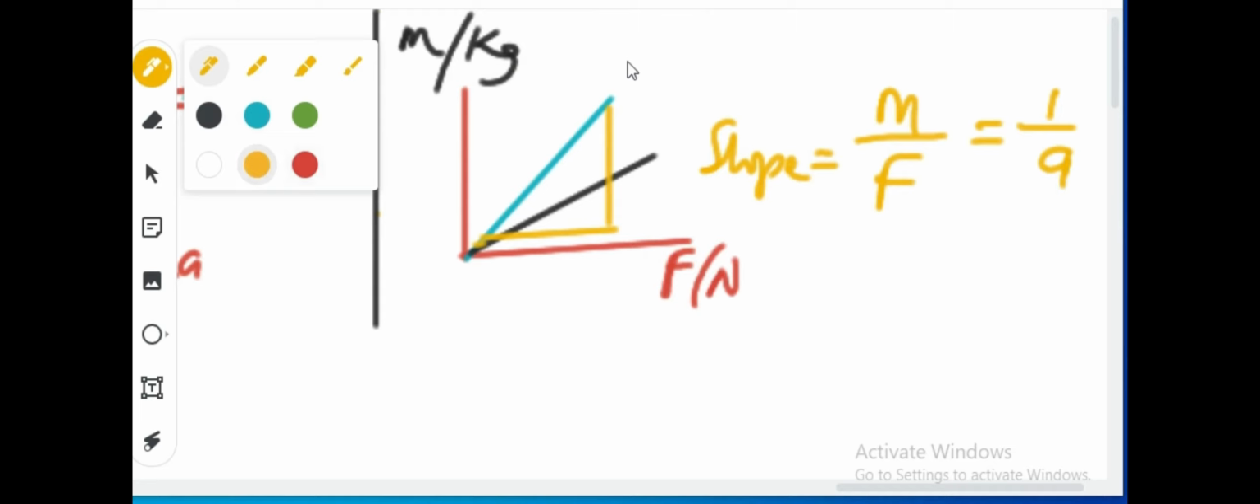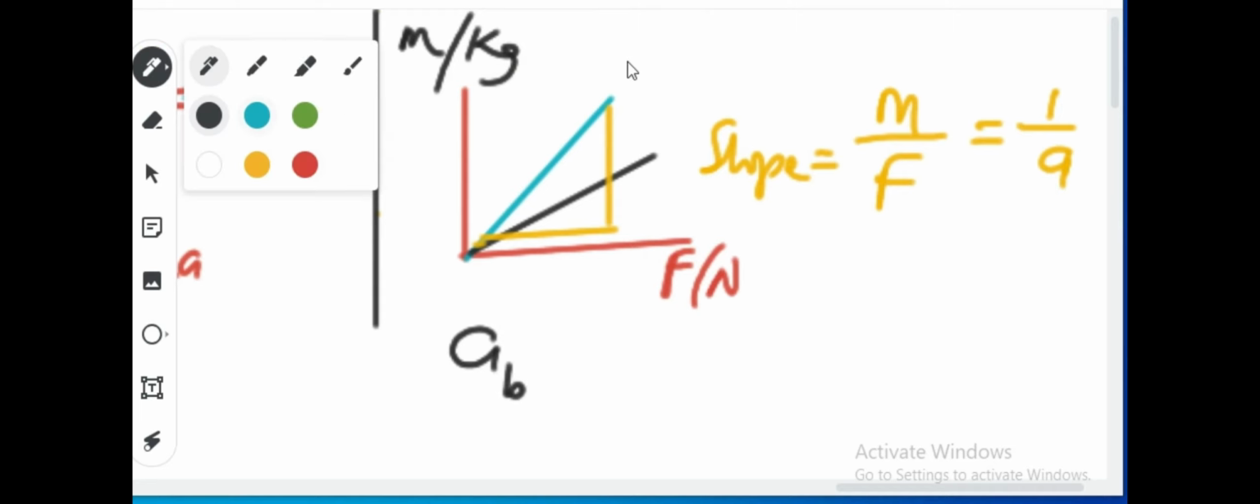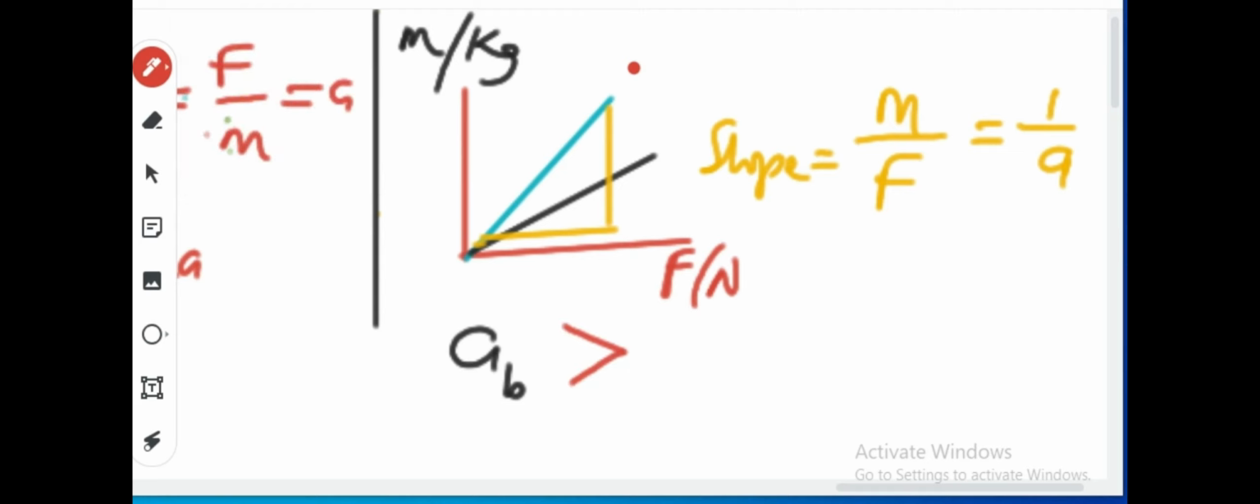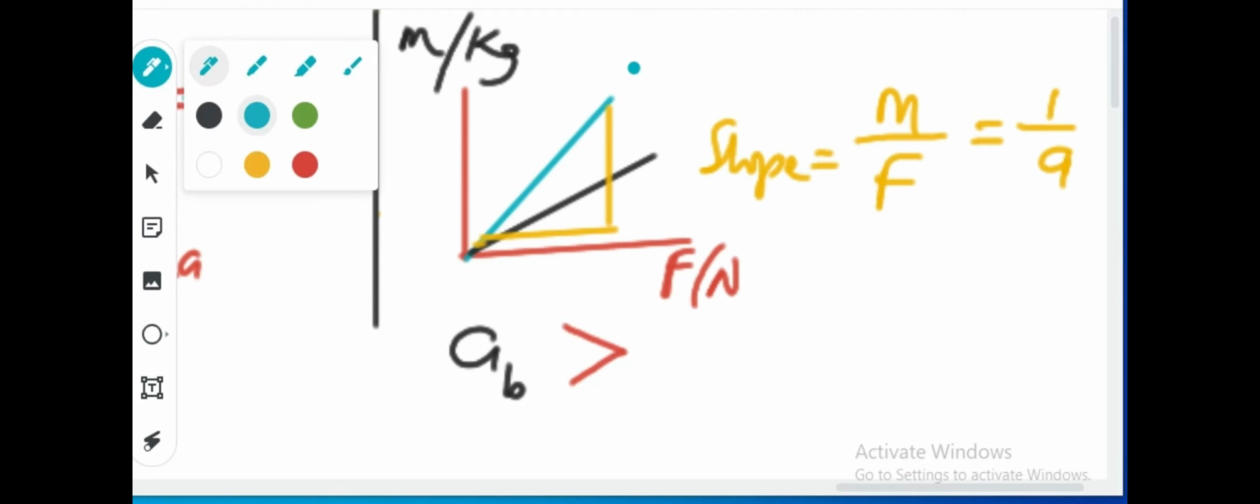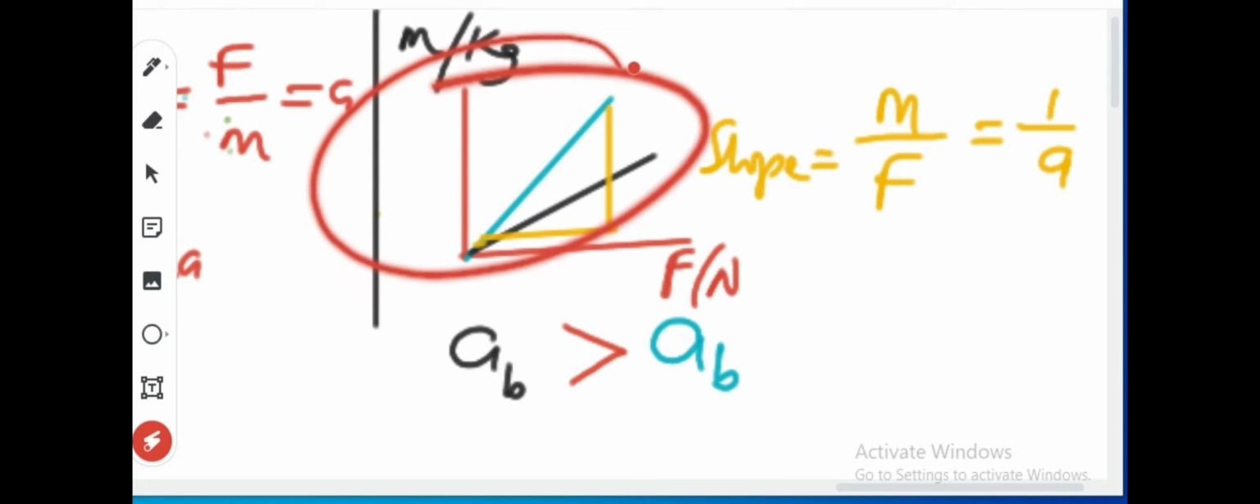So acceleration for the black one is bigger than acceleration for the blue one. Do you agree with me? Yes. Alright, because it is plotted the other way around.